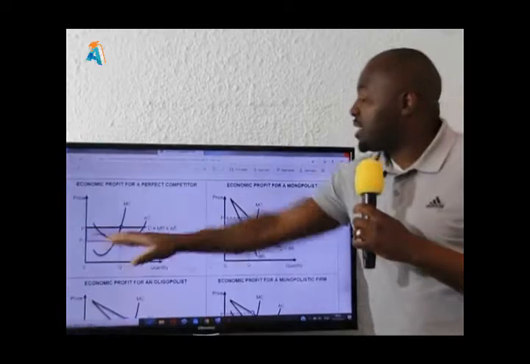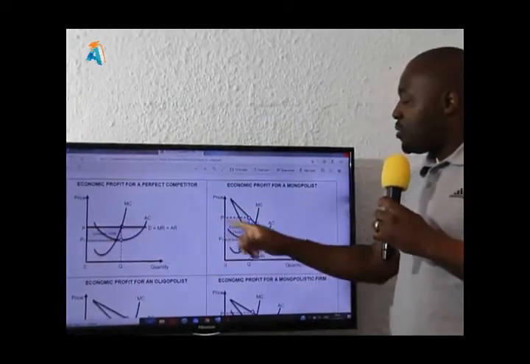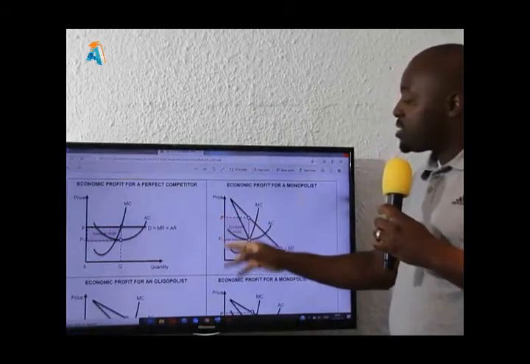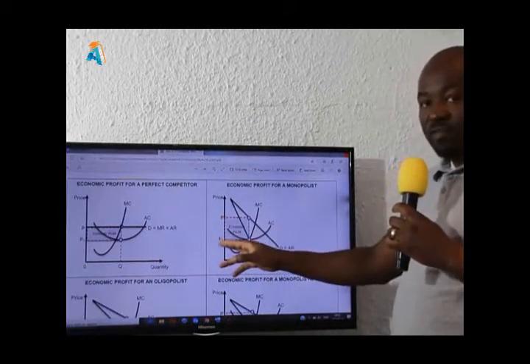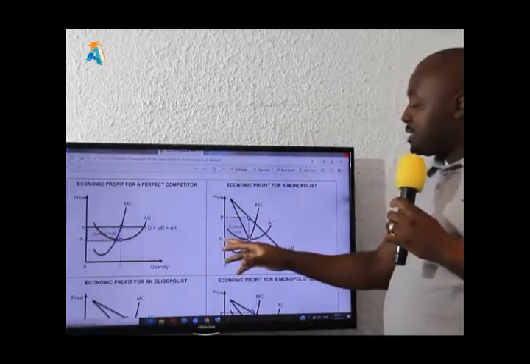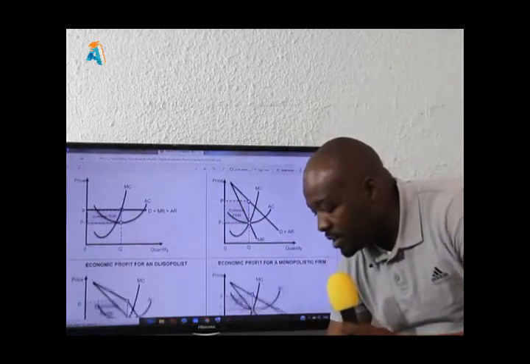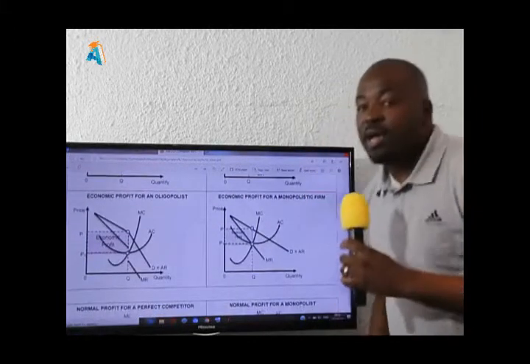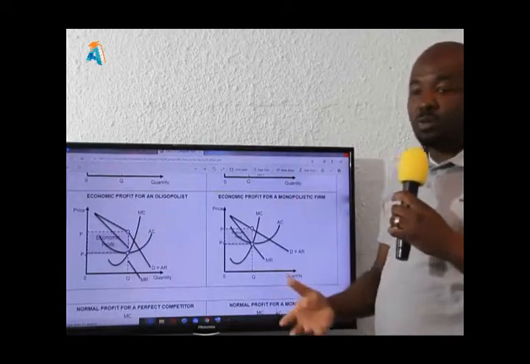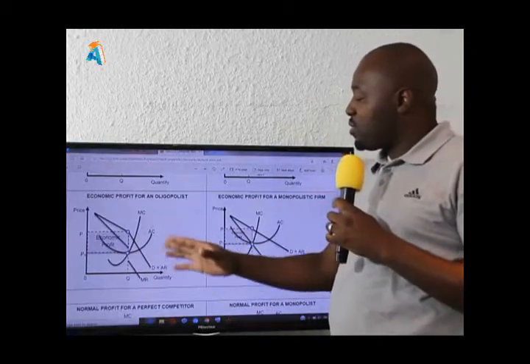Just like we see here, our AR is greater than our AC. We subtract: if this is 10 and this is 5, the firm is making 10 minus 5. That's 5 rand profit per unit, and I'm saying that's positive 5. You'll see just now why I keep saying positive, when we go to normal profit and economic loss. In this case, we have oligopoly, same concept.